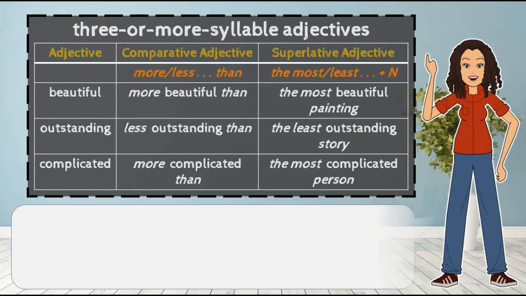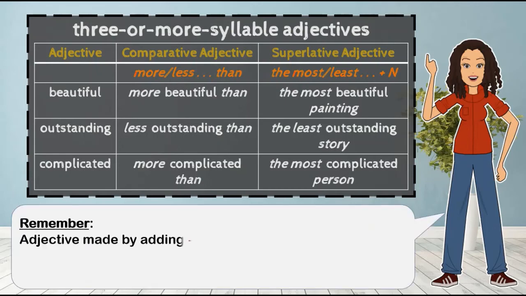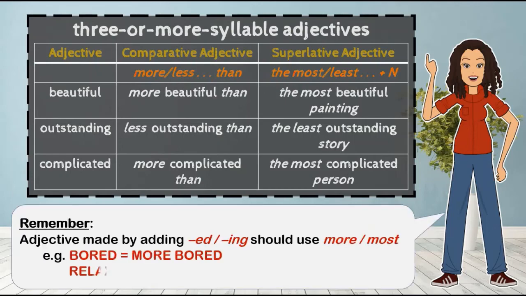The same rule applied to the adjective made by adding ed or ing. You have to use more or most for the three or more syllable adjectives, like complicated. We say more complicated than, the most complicated person, the same as interesting. You say more interesting than, or the most interesting film, for example. Okay, so these are the basic rules related to the number of syllables in the adjectives.